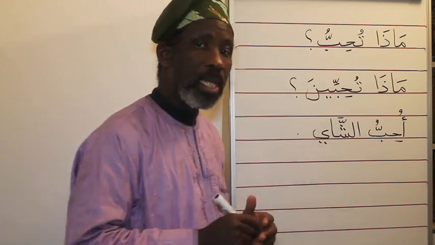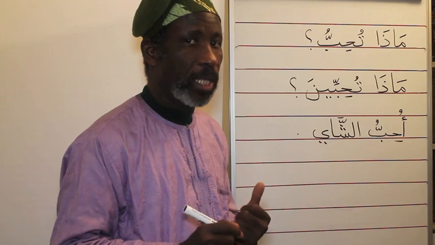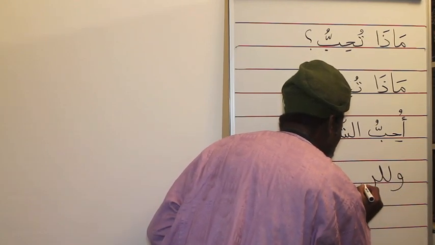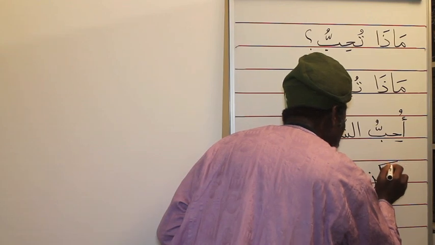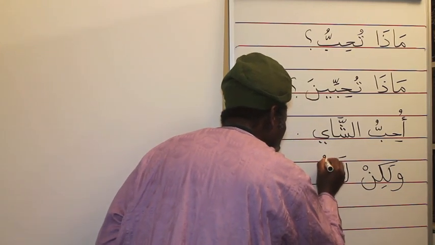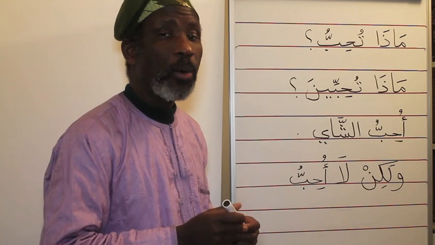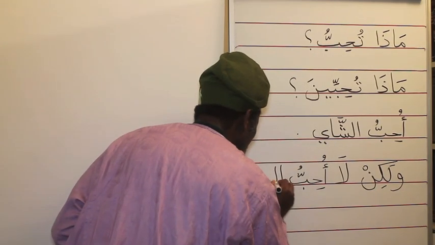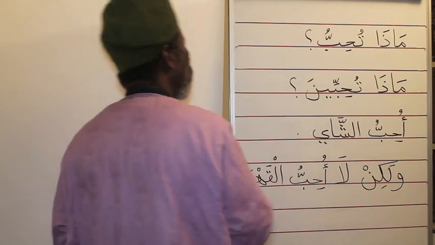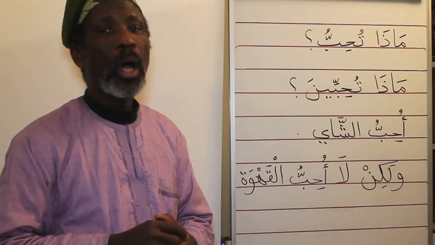Mada tuhibbu? Mada tuhibbina? Uhibbu shai. But I don't like coffee. What do you say? Walakin, let's write it here. Walakin la uhibbu. What's coffee? ولكن لا أحب القهوة. أحب الشاي ولكن لا أحب القهوة.